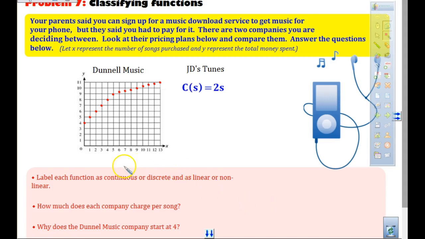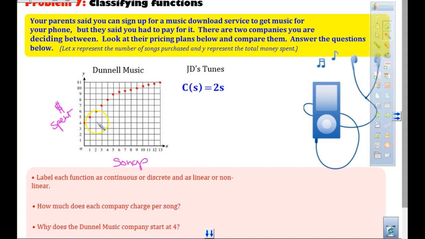spend. So X down here on the test, what I'm going to ask you to do is to put labels. So this would be our songs, right? And this would be how much money, right? So dollars spent, something along that line, okay? So when we take the test on Friday, I'm going to ask you to label your axes so I know what we're talking about. So label each function as continuous or discrete and as linear or nonlinear.